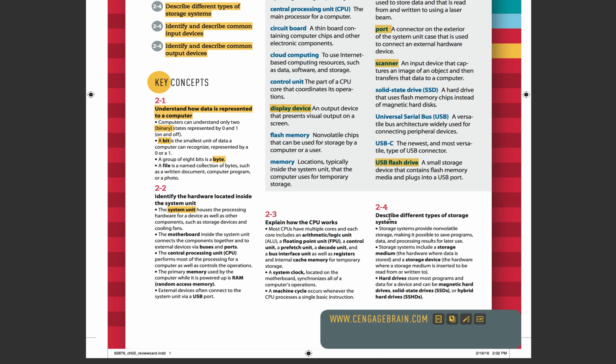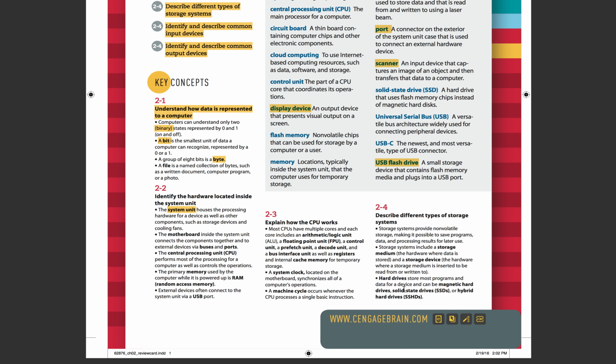Moving on to 2-4, we describe the different types of storage. So storage systems provide non-volatile storage, making it possible to save programs and data and processing. So the storage systems include your storage medium, the hardware where the data is stored, the storage device, where it's stored in, and then the hard drives store most of the programs.